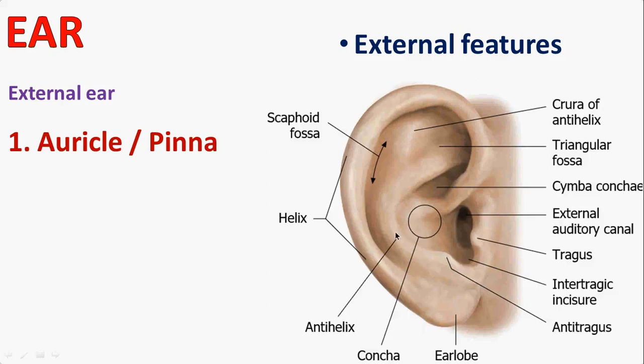After that, above the antitragus, this fold is called the antihelix, and this portion is called the helix, and this is the ear lobe. This fossa is called the scaphoid fossa. This is the antihelix and these are the crura of the antihelix. This is the cymba concha, and this is the triangular fossa. So this is all about the external features of the auricle or the pinna.